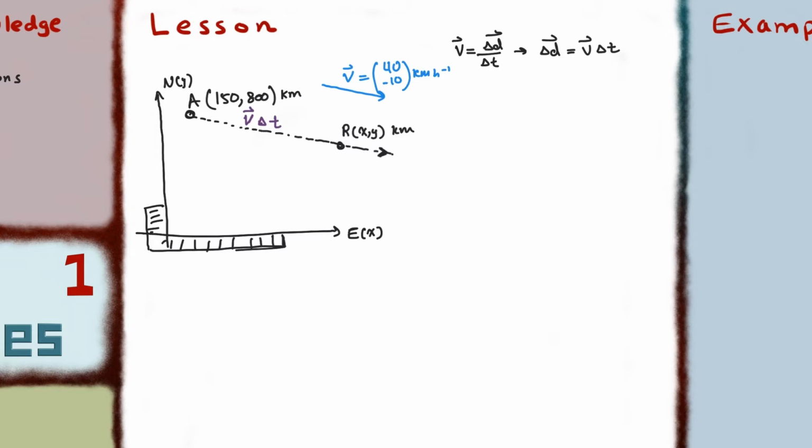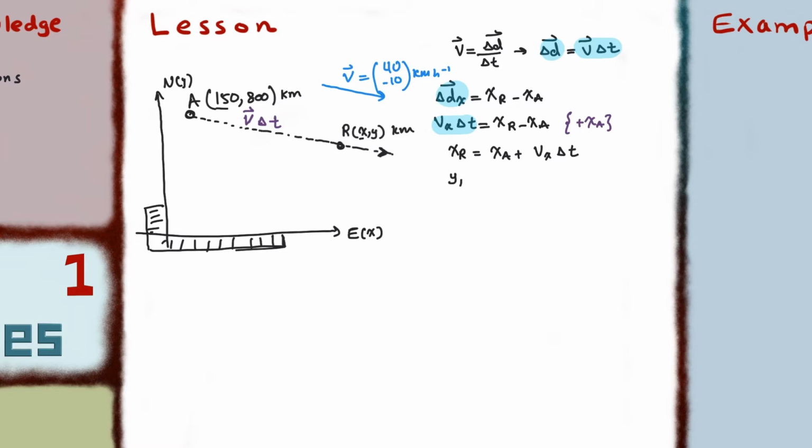We can break this down into the x and y component. In the x direction, the displacement is equal to the final position in the x minus the initial position in the x direction. We know that the displacement in the x direction is going to be the velocity in that direction multiplied by delta t, and we're going to put that into the equation. We're going to add x_A, or initial position, to both sides, and we're going to get that the final x position is equal to the initial x position plus the velocity in the x direction times delta t.